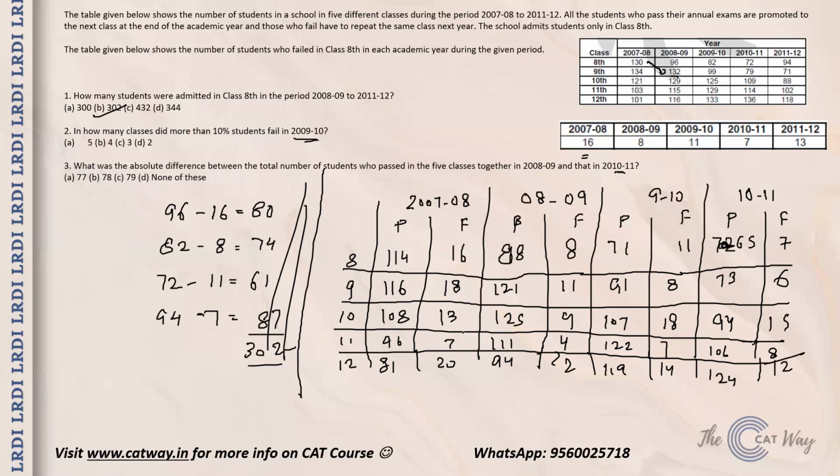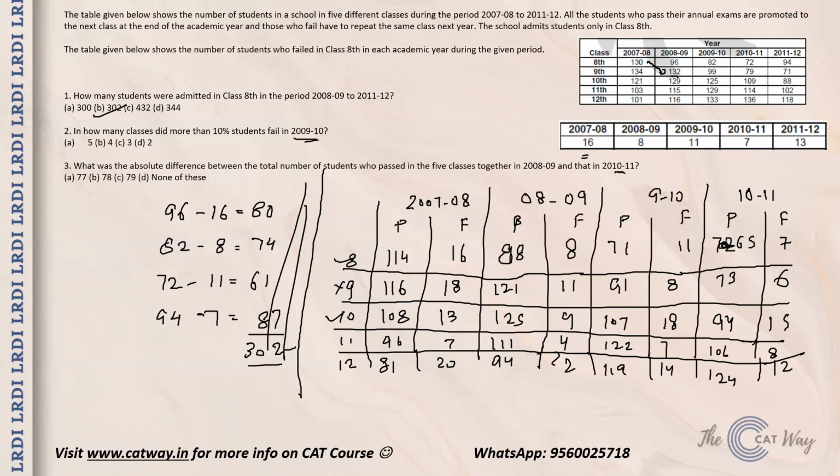Now the question is, in how many classes did more than 10% of the students fail in 2009-10? So we're talking about 2009-10. 82 people were there, out of which only 71 passed, so 11 have failed. So definitely class 8th is going to be counted. Class 9th, 99 were there and only 8 have failed, so less than 10% failed. Class 10, 125 are there and 18 have failed, so definitely more than 10% have failed.